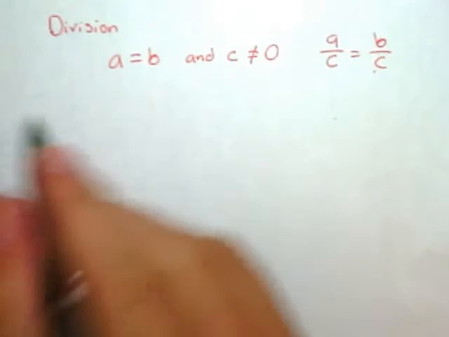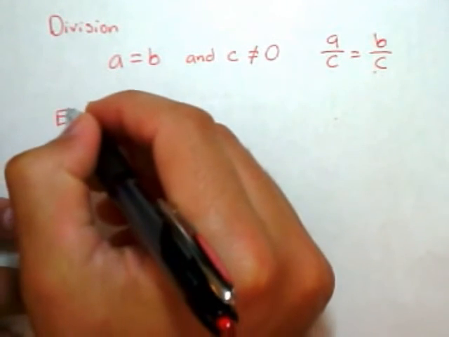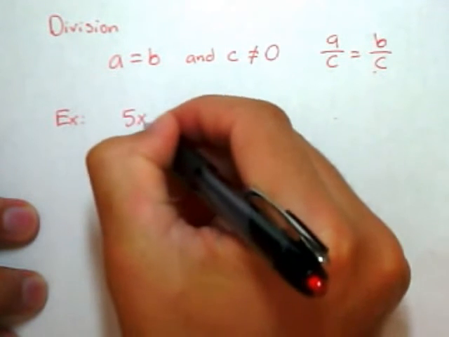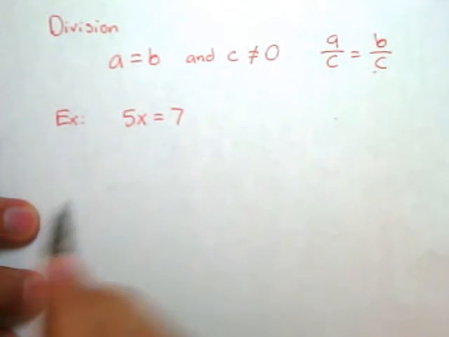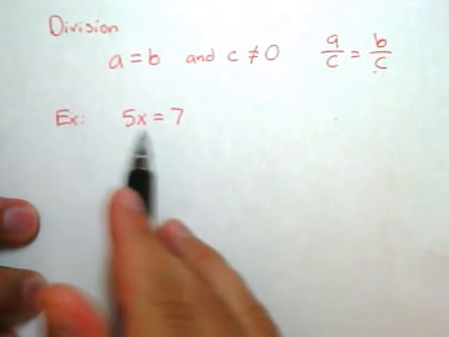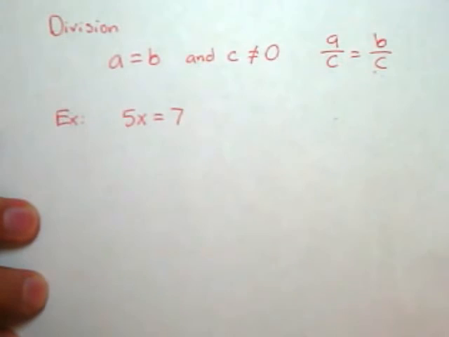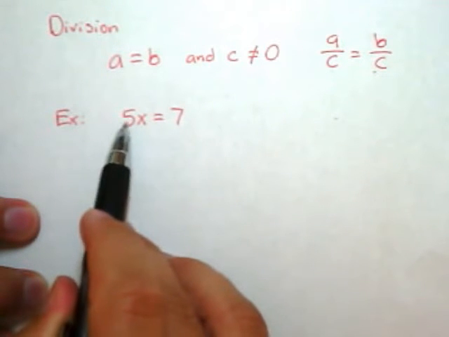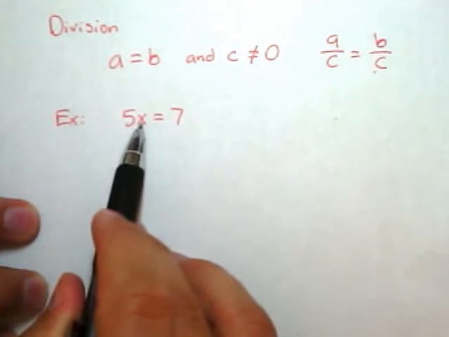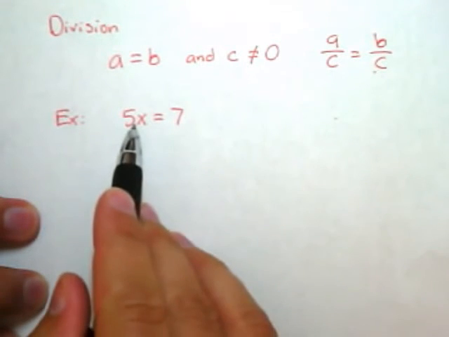Now let's look at an example: 5x equals 7. Again, we have a number and a variable next to each other, which means we're multiplying those two together, equals 7. So we need to get x by itself. The first, really the only thing to do here, is to get rid of this 5. We have 5x, and we're trying to get rid of everything but the x, to get x by itself.